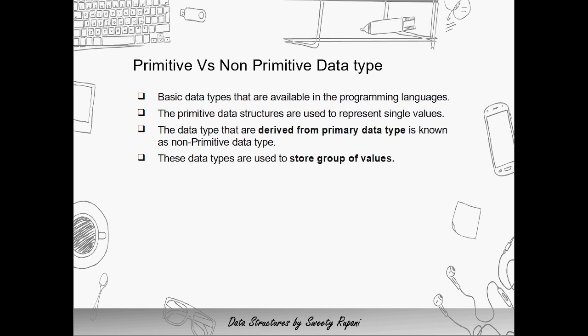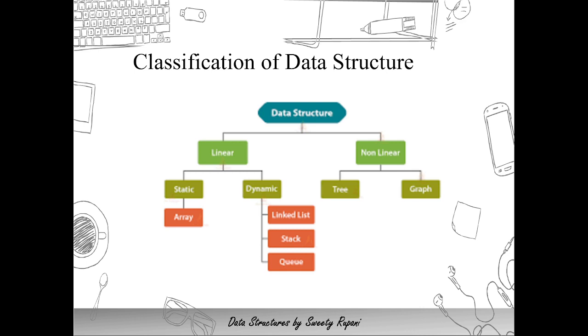Say, consider the programming language C. In C, we have integer, float, and char; those are all primitive data types. Whereas if I say I am building a structure student, then that would be a non-primitive data type because it will have a collection of primitive ones. So non-primitive data types are used to store a group of values.